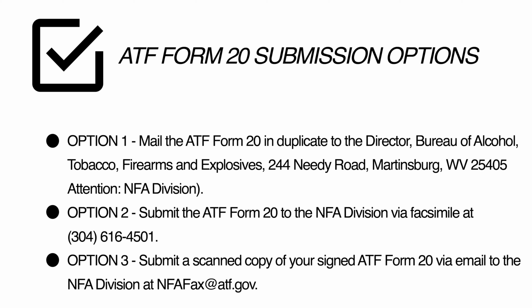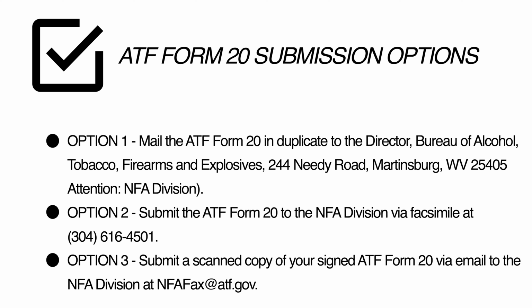When you mail or submit your ATF Form 20 application to the ATF, you will include 2 signed copies in duplicate to the ATF. One copy will be returned to the address indicated within the application, and the second copy will be kept by the ATF. You have 3 methods to submit your ATF Form 20. The first is by mail.